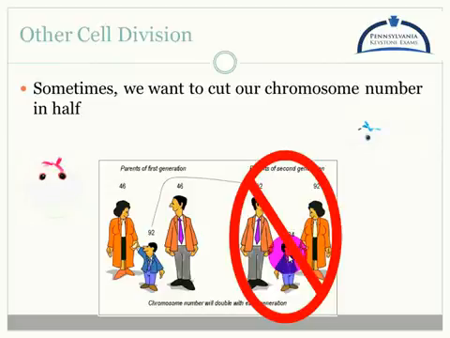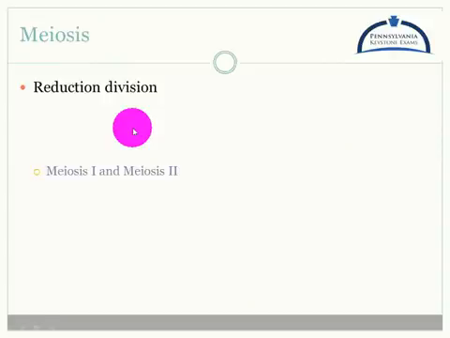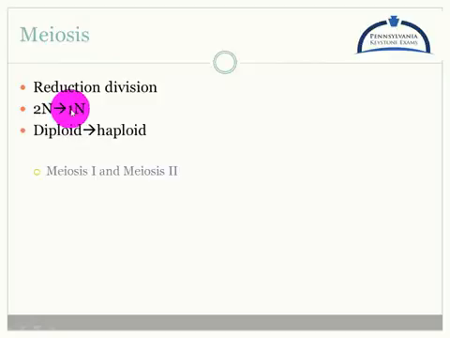So what we do is we take this chromosome number and we simply cut it in half. We do that through a process called meiosis, and for that reason, sometimes meiosis is called reduction division. I want to reduce the number of chromosomes in each cell. So I start off with 2n, or my 46 number, and I cut it down to 1n. I cut that number in half to 23 chromosomes.